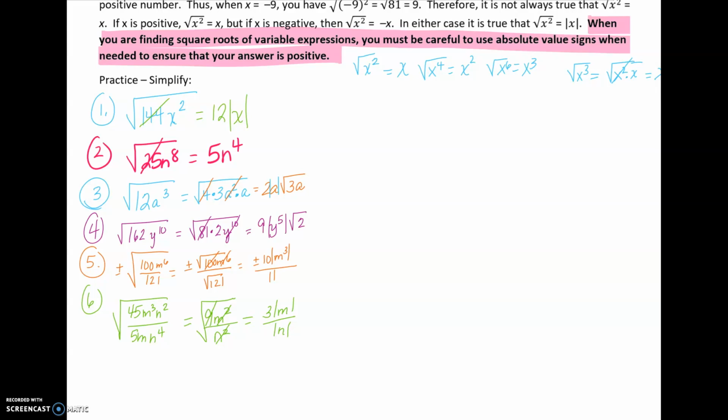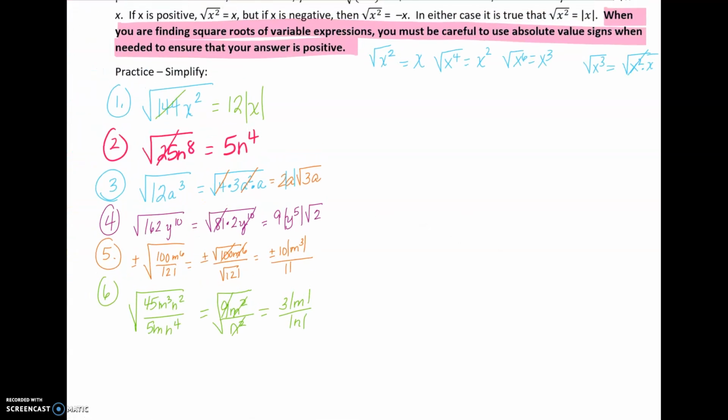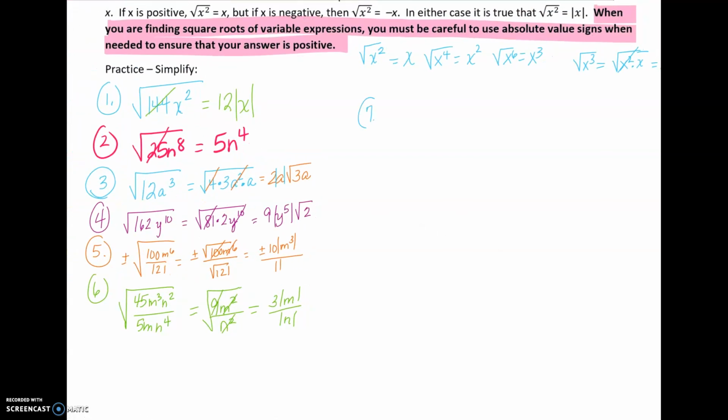Okay, so there's 3 more that I'd like to do with y'all before we do these very last 2 solving problems. Number 7 is the negative square root of 72a to the 8th, c to the 12th.